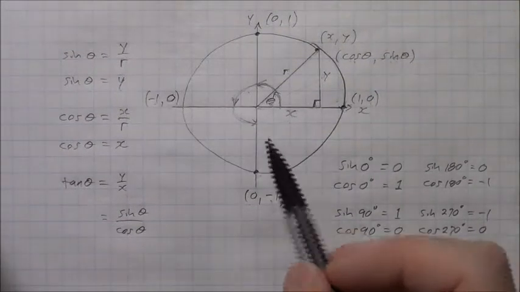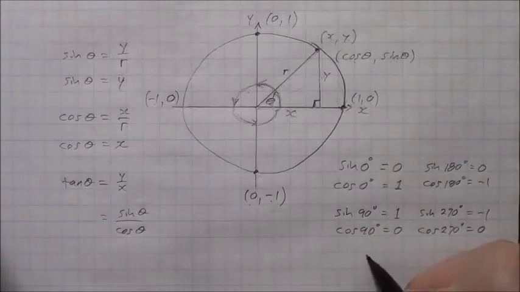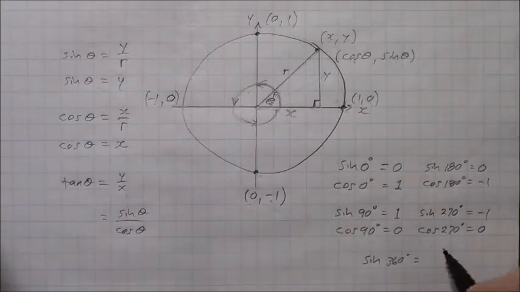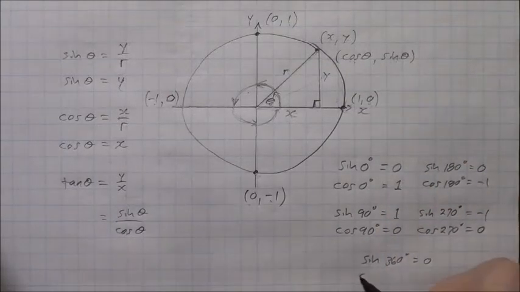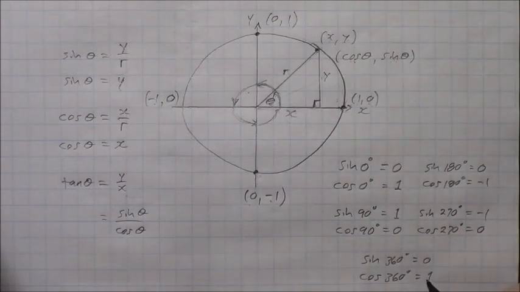And then just to finish off, we rotate back around to finish off the full 360 degrees. So the sine of 360 degrees is going to be back to 0 again, and the cosine of 360 degrees is going to be 1, because it's the first coordinate of that ordered pair.